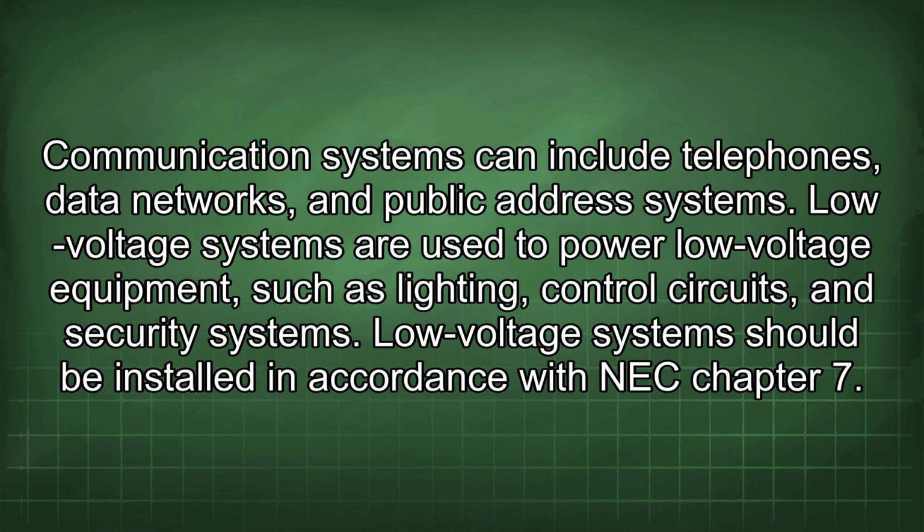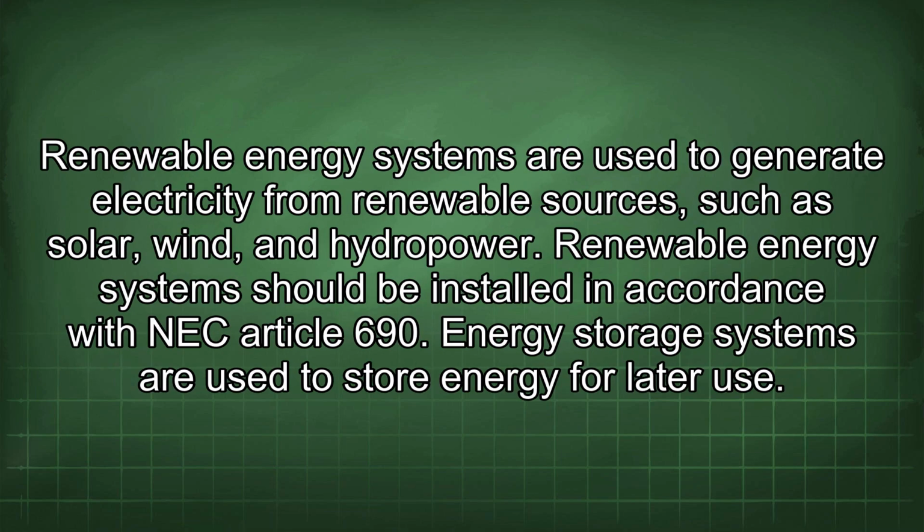Low-voltage systems are used to power low-voltage equipment, such as lighting, control circuits, and security systems. Low-voltage systems should be installed in accordance with NEC Chapter 7. Renewable energy systems are used to generate electricity from renewable sources, such as solar, wind, and hydropower. Renewable energy systems should be installed in accordance with NEC Article 690.